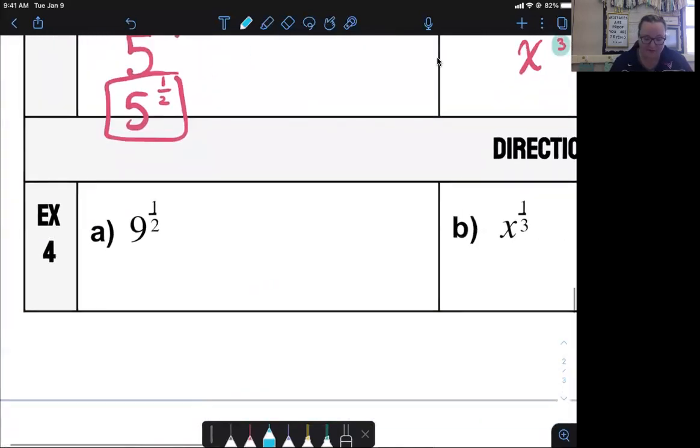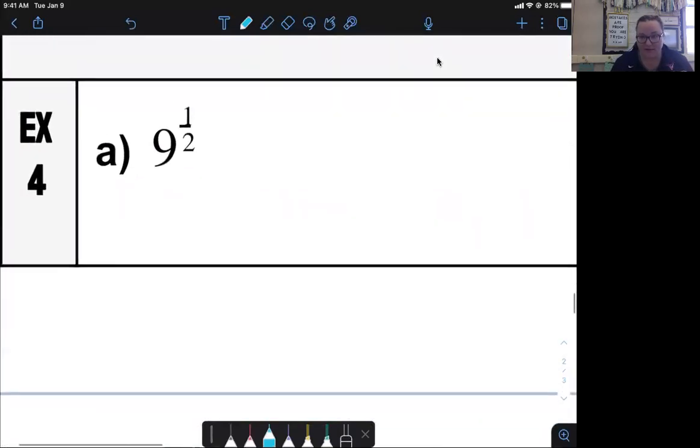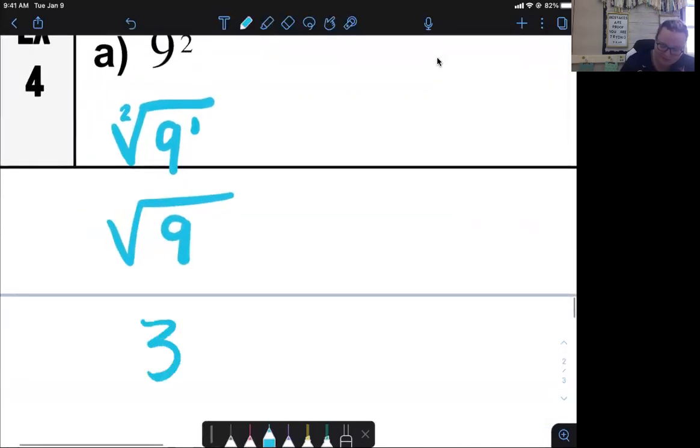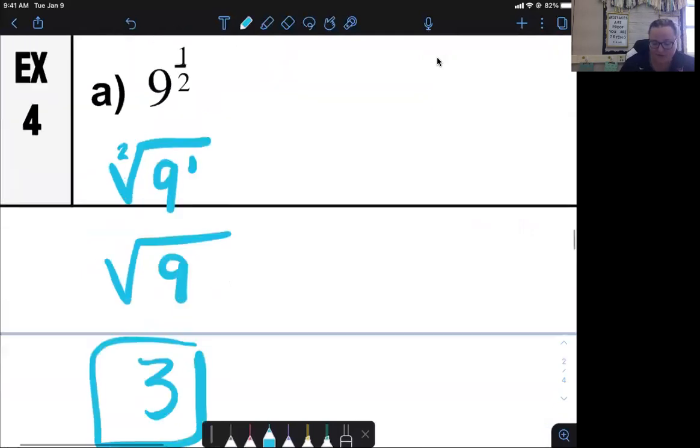Now you're going to go backwards. You're going to rewrite 9 to the 1/2 as a radical. So 9 to the 1/2 would become the square root of 9 to the 1st, or just the square root of 9. And the square root of 9 is 3. So 9 to the 1/2 power is 3.